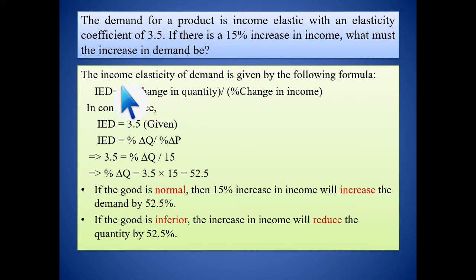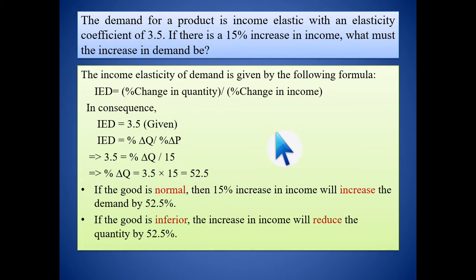Fine. Okay, so income elasticity of demand is given by the following formula: percentage change in quantity demanded divided by percentage change in income. We have already covered the formula in the previous lectures. So in consequence, income elasticity of demand is 3.5, it is given, and the formula is percentage change in quantity divided by percentage change in income. So we have the value of income elasticity 3.5 here, and we put in all the values, and finally we get the answer that the percentage change in quantity will be 52.5. Okay, see what happens here.